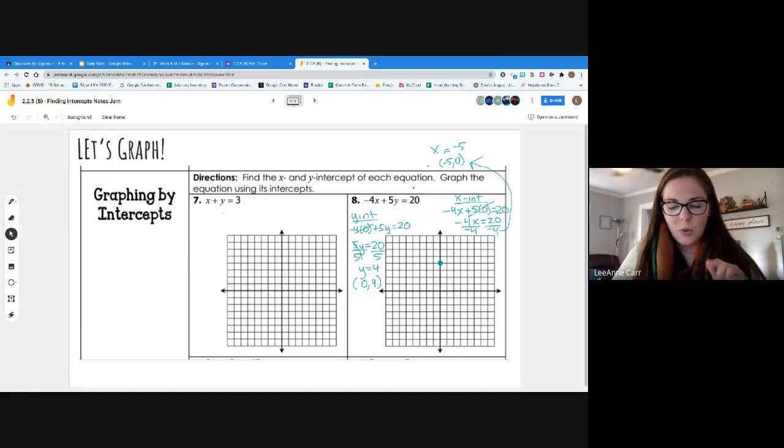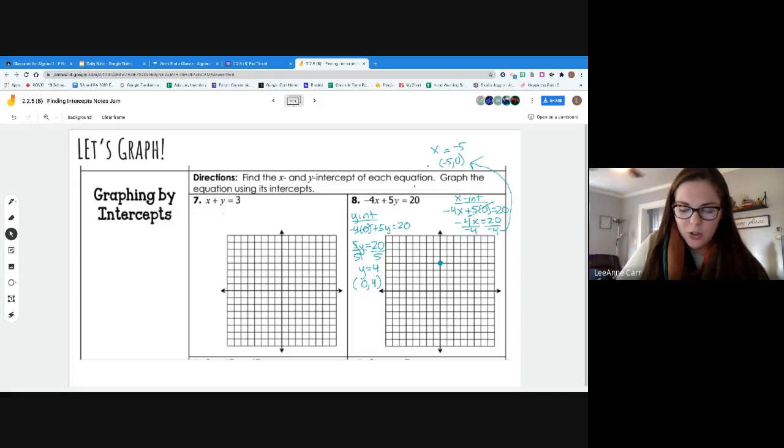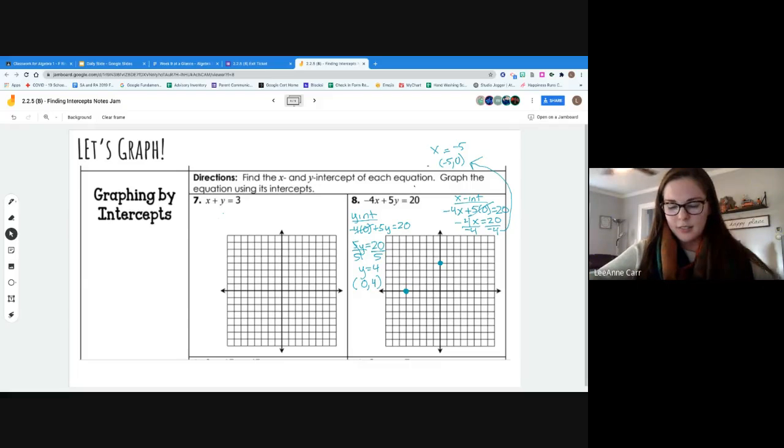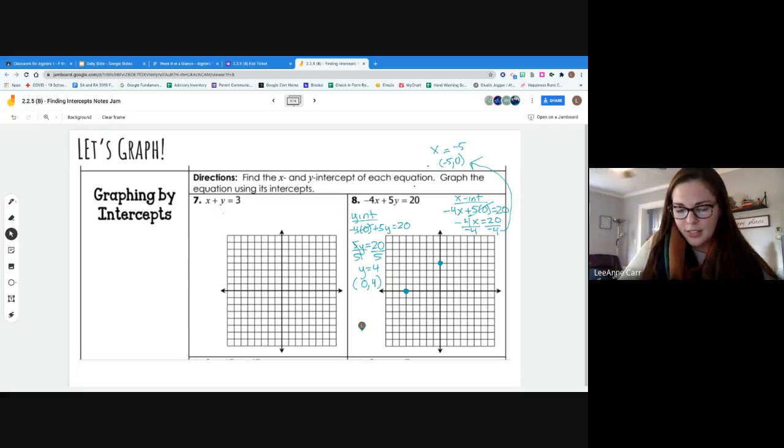So we found our y-intercept and we plotted it on the y-axis. We just found our x-intercept. Let's plot it on the x-axis. We know we're going to cross at -5, so I'll put a dot at -1, 2, 3, 4, 5. And now that I have those two dots, I can connect them. And I have my other way of graphing with standard form.